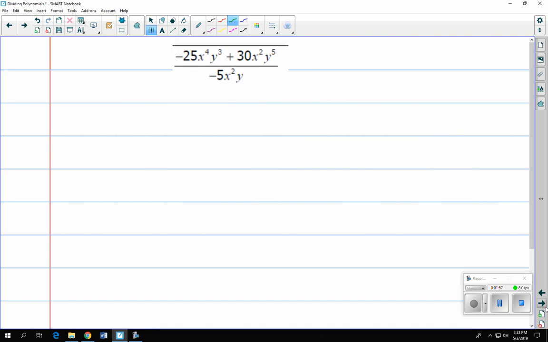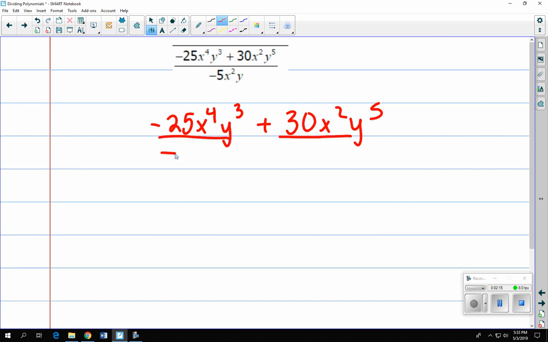Looking at another example, now I have more exponents. In order for us to divide this, I am going to split it up once again. Negative 25x to the fourth y to the third, plus 30x squared y to the fifth, where both of these terms are going to be divided by negative 5x squared y, and again, negative 5x squared y. If you notice, when I set this up, my variables match up, meaning I have my x term and my x term lined up so I can see the easy division.